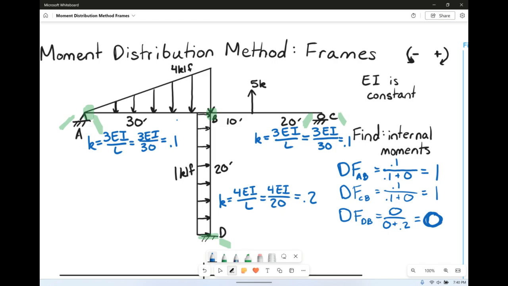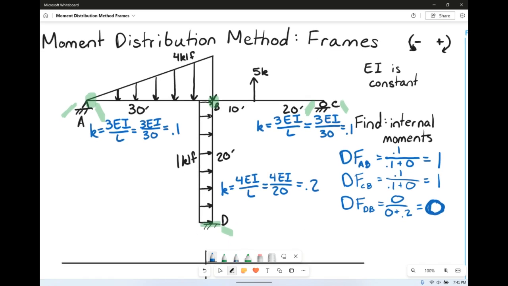Because of that, this guy's actually going to take everything. It's not a 1, it's a 0. He's going to take everything and not give it away. So if you give him anything, he's just going to hold on to it. That's how he's going to work. Now for B, B's going to get fun because B has 3 different branches.